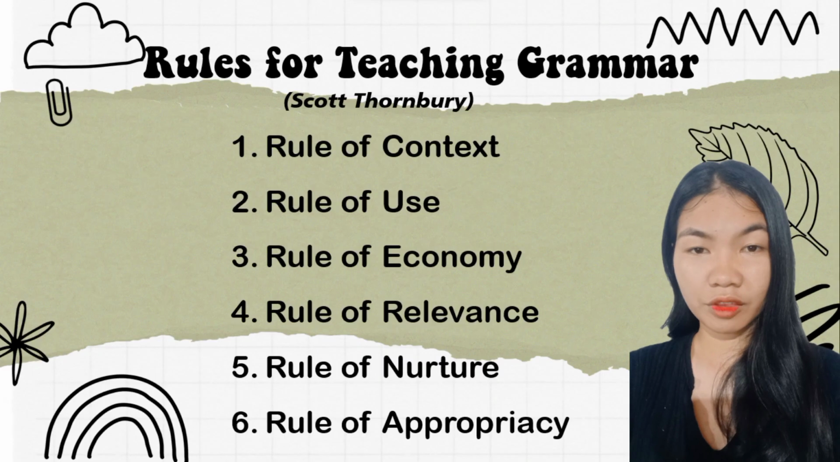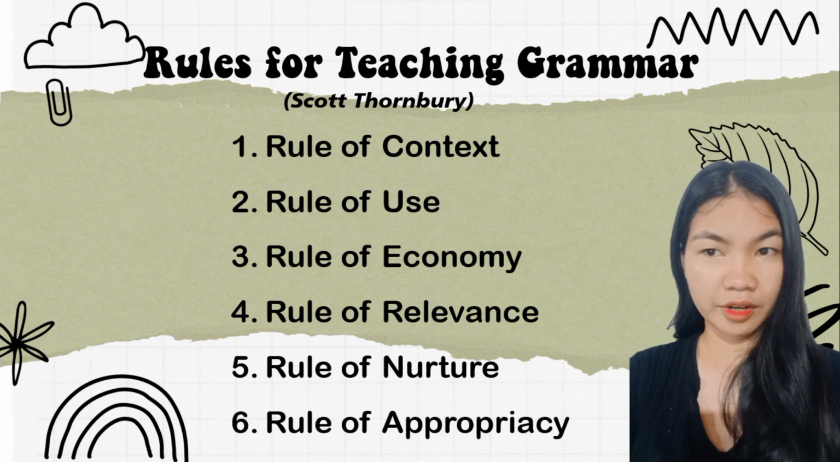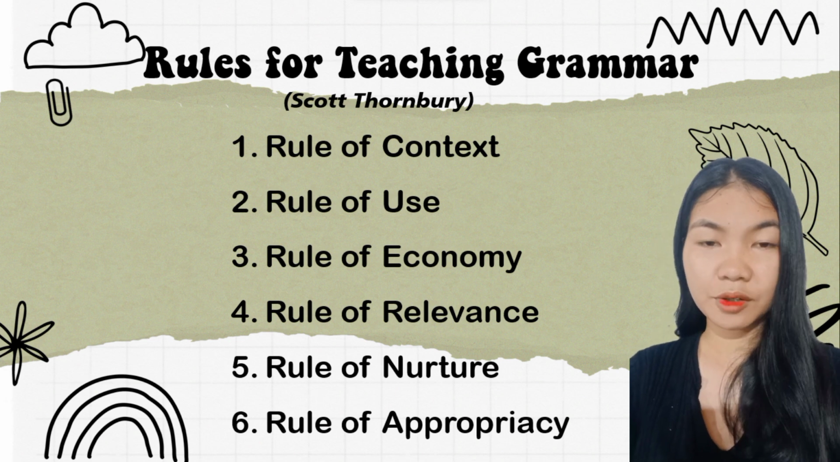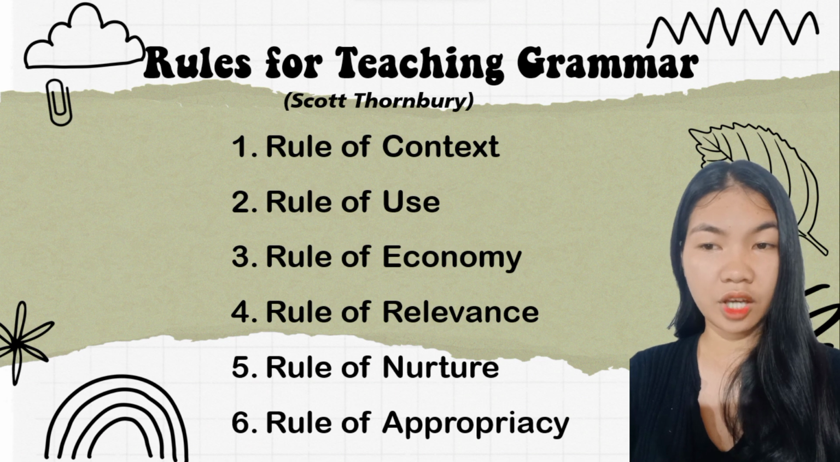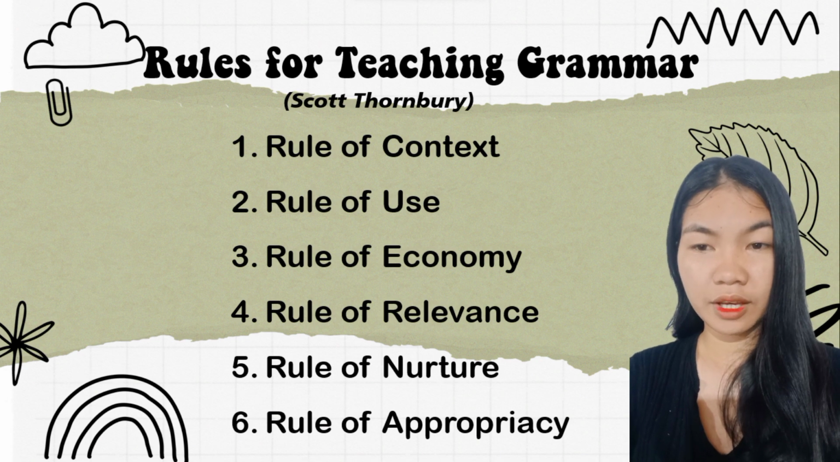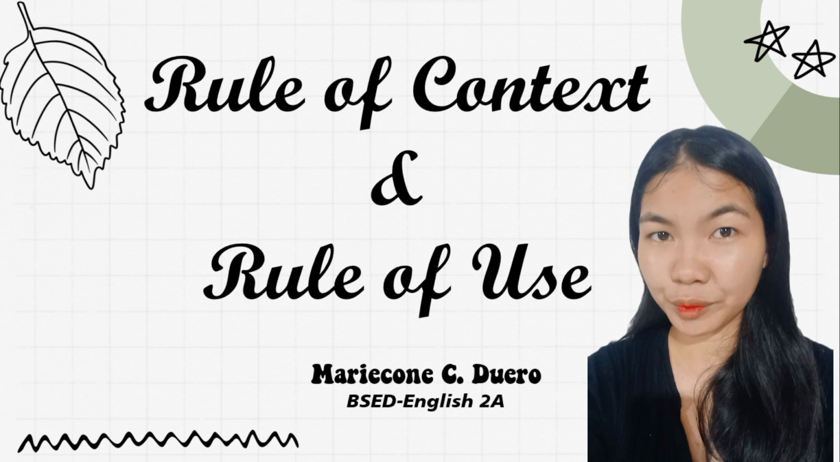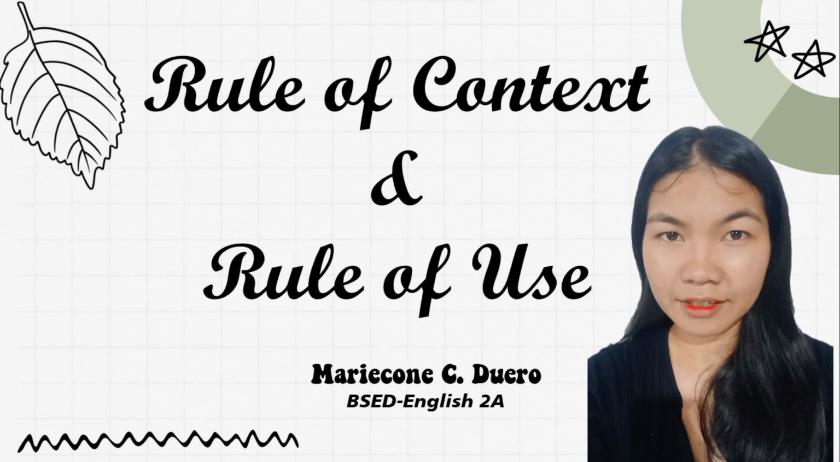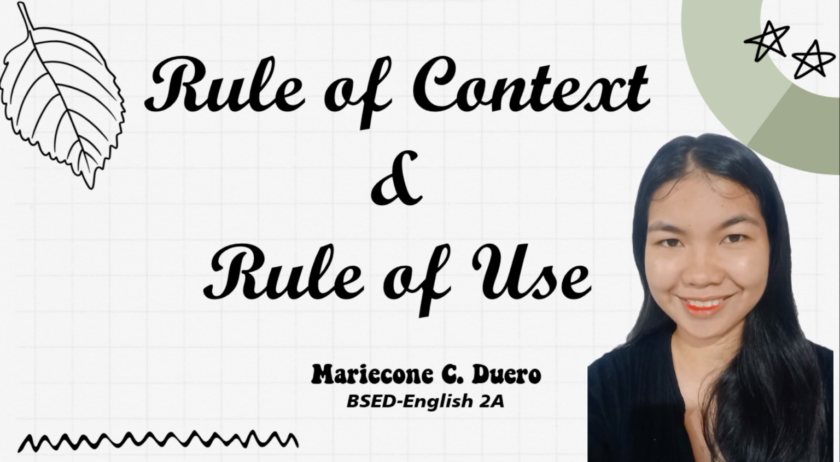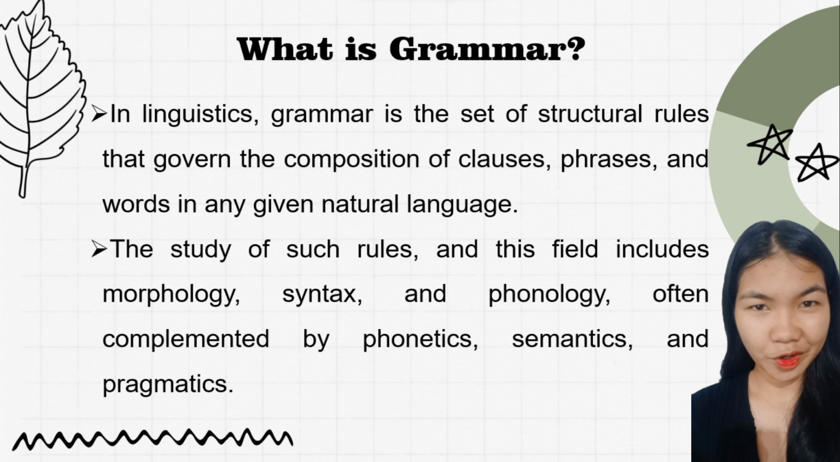According to Scott Thornbury, the rules for teaching grammar are rule of context, rule of use, rule of economy, rule of relevance, rule of nurture, and last, rule of appropriacy. I will tackle the two rules, which are the rule of context and the rule of use. But first, let us define what is grammar.